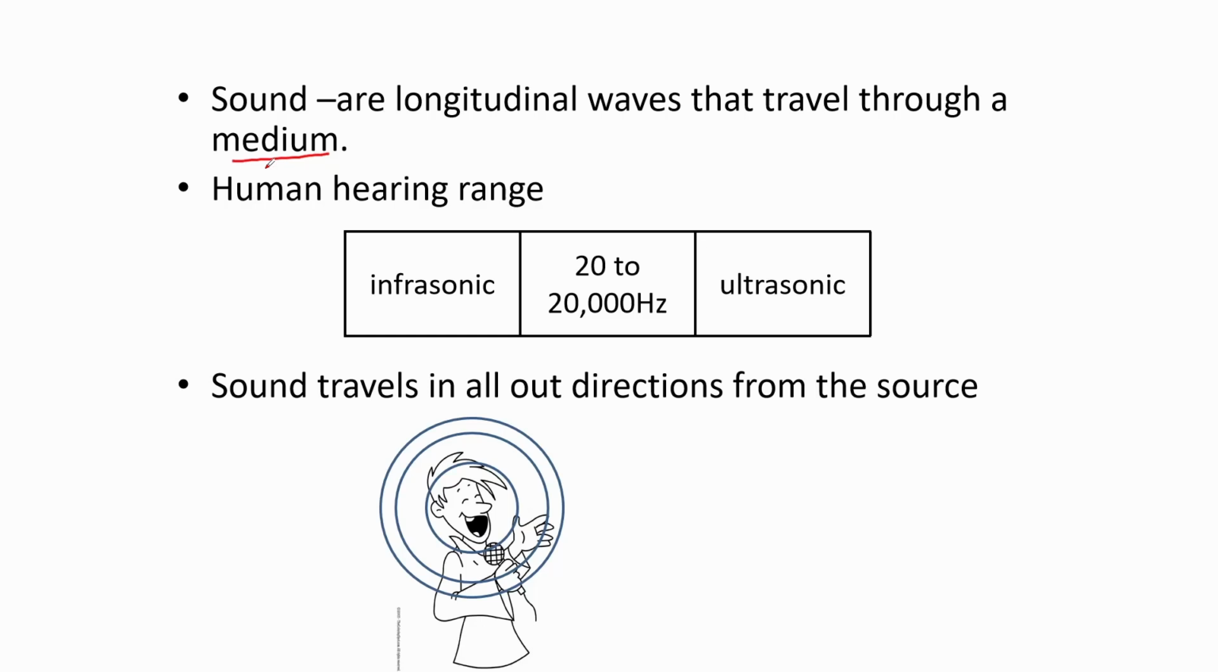Human hearing has a range between infrasonic and ultrasonic, and this usually varies with age. Some sounds will be less audible due to deterioration with age. Longitudinal waves in a three-dimensional space will have a spherical motion. Shown here is a singer, where we imagine the sound waves as concentric circles as they propagate away from the source.